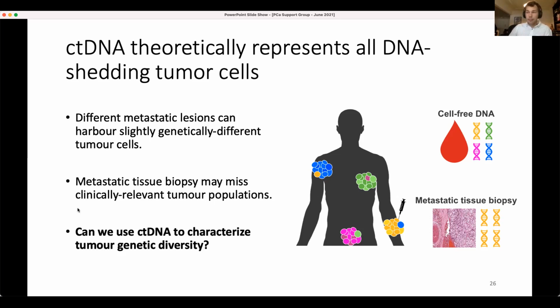So this kind of presents a natural question, which is, can we use circulating tumor DNA to better characterize the tumor genetic diversity in a patient's cancer, given that circulating tumor DNA is kind of the aggregate of all tumor cells that are shedding DNA into the blood. And so you can see in this cartoon here that in this hypothetical patient, the metastatic tissue biopsy of this yellow tumor here might only show kind of one tumor population, whereas the circulating tumor DNA might actually show a bit of all of the different lesions that are shedding DNA into the blood.